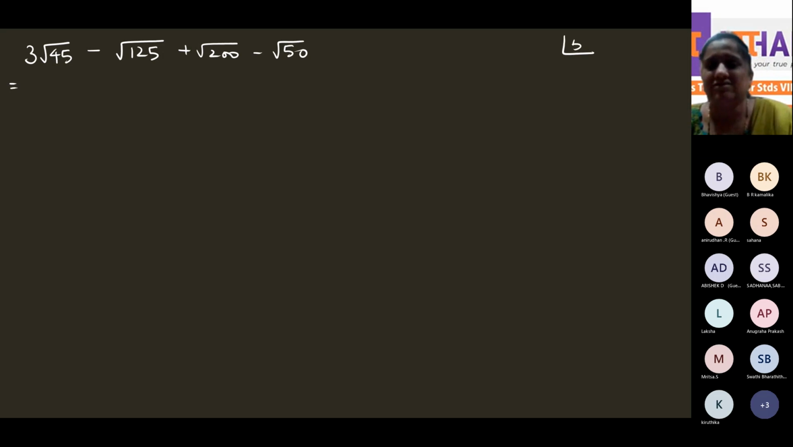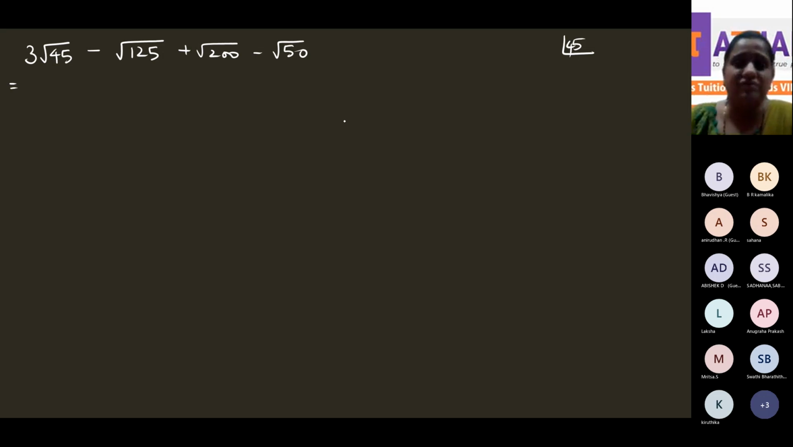Okay. So children, it's not difficult, with practice, everything is easy. But now you might feel, what if I don't know how to express the number as a product of a perfect square and another number? Then I'll tell you, you can use this method. The same question, the same thing. So what you should do is take up 45. See, you don't have to spend time for all this.